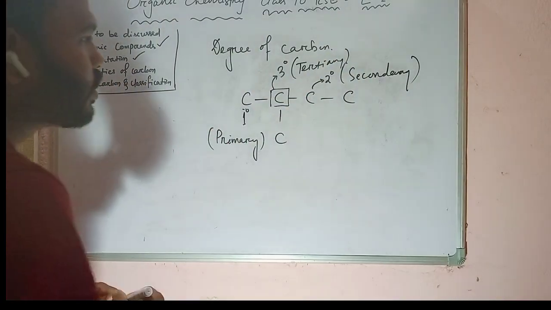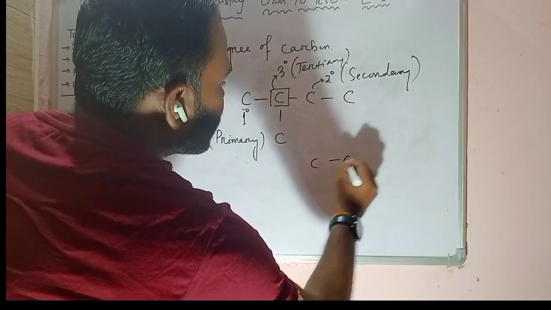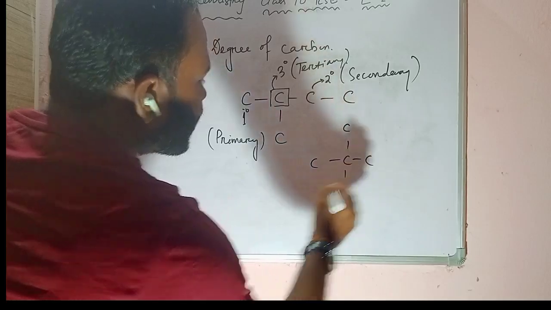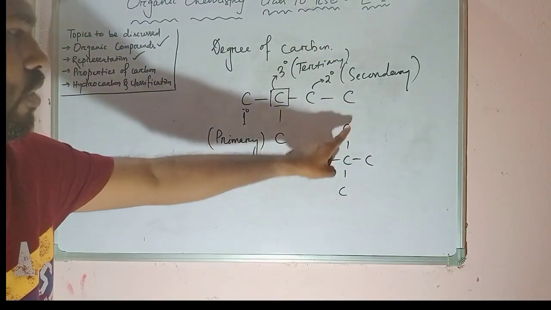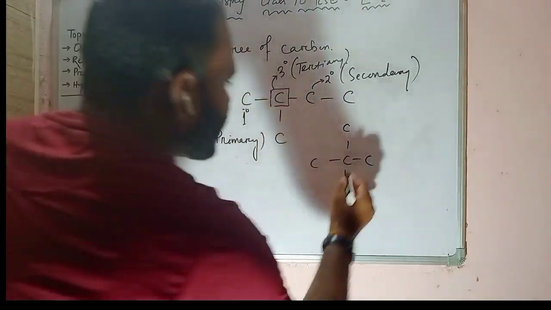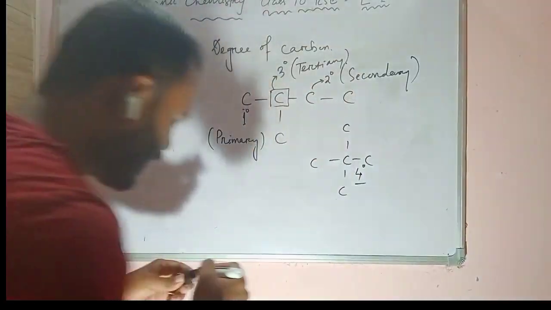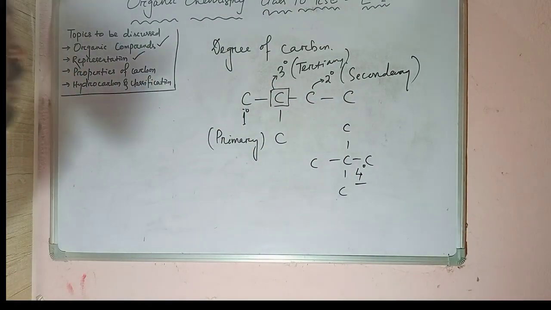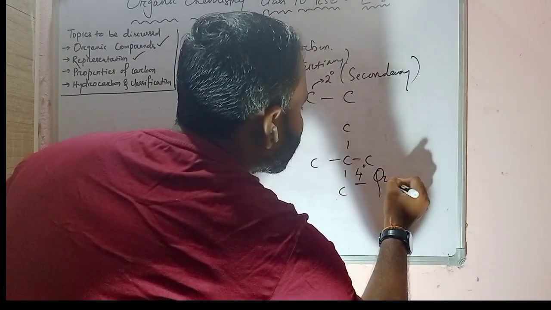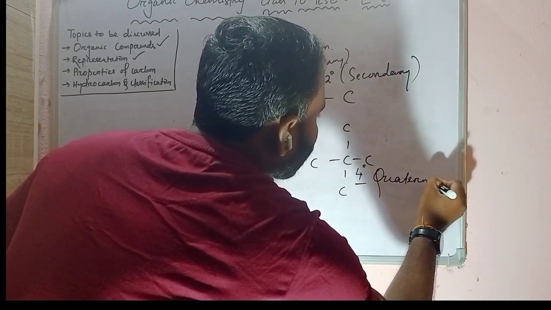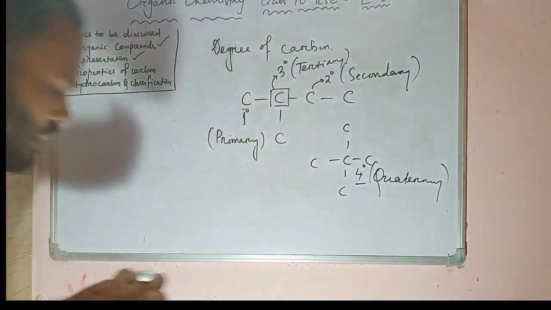One more is there which can be like C C C C and C. This carbon is attached to 1 2 3 4. That means the degree is 4 degree carbon, or it is known as quaternary carbon.